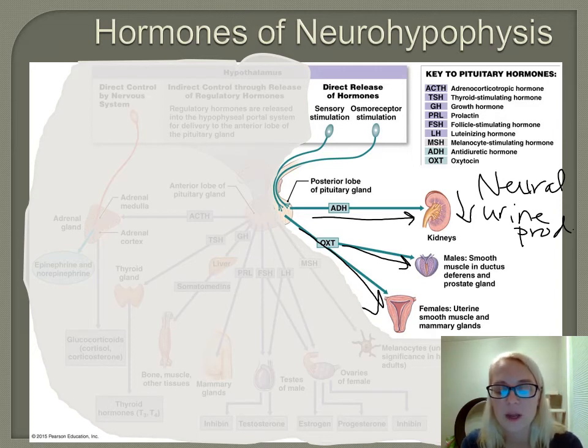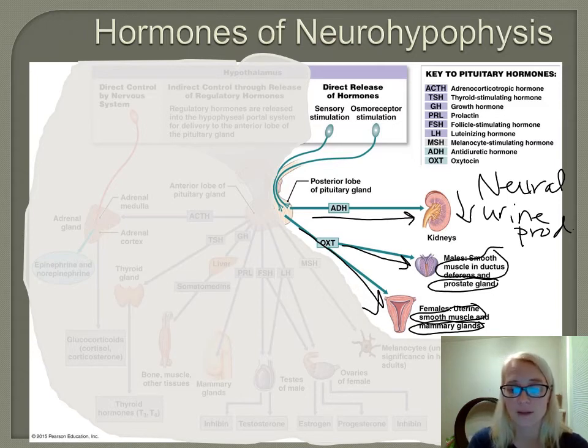For oxytocin in females, it triggers uterine contractions, usually during labor, and it will stimulate mammary glands for the milk letdown reflex during breastfeeding. And for males, it targets the prostate gland for secretory actions, as well as the ductus deferens smooth muscle for peristalsis, moving along sperm in the male reproductive tract. All right, so those are our posterior hormones.